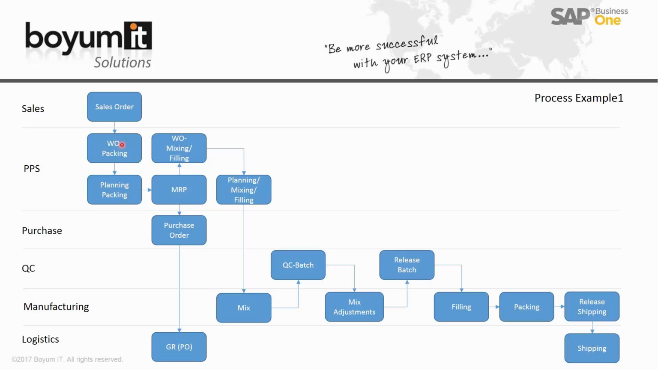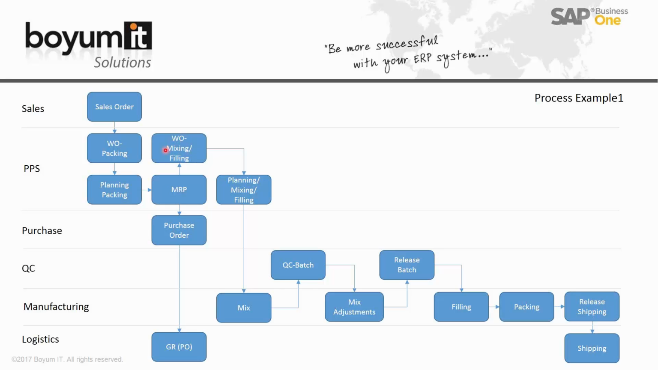The work order for the packing, we can plan here in a planning scenario so that we get some start dates for the packing. Based on this planning, we will start MRP or parallel start MRP, and the MRP run will give us some order recommendation. And based on the order recommendation, we create the work order for the mixing and filling.